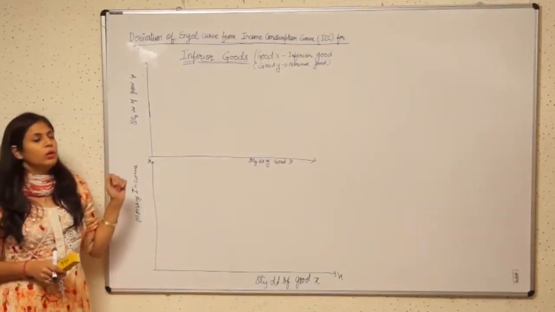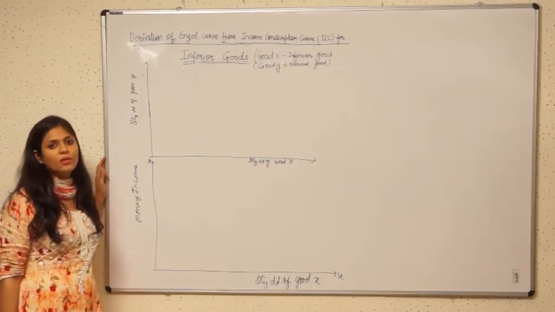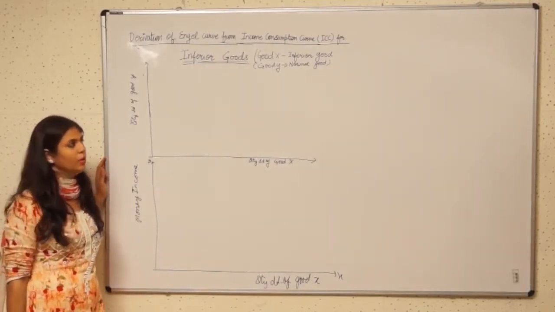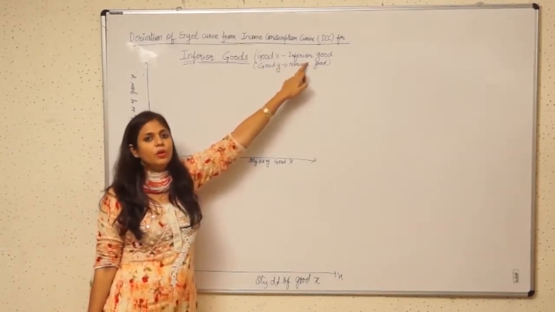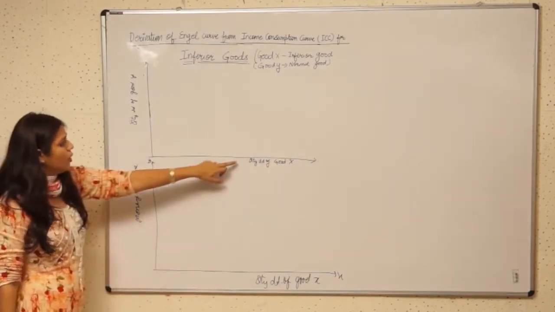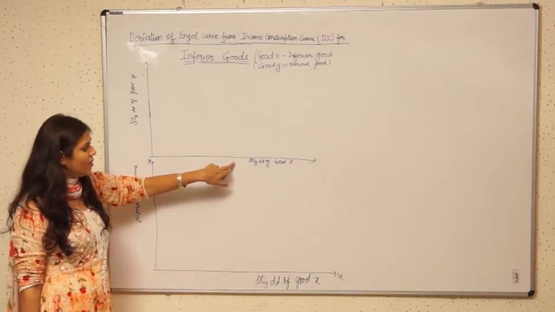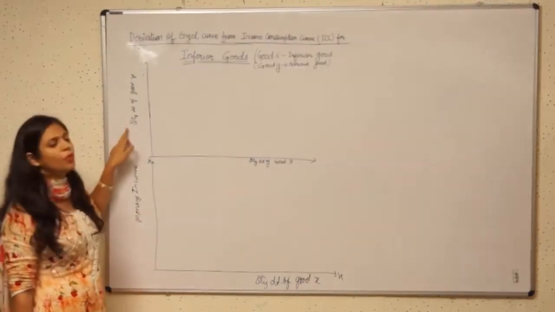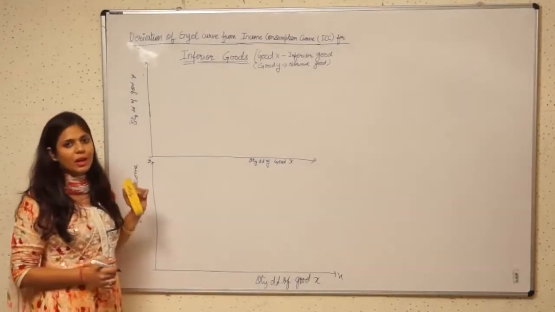Now we are going to learn the derivation of Angel curve from income consumption curve in case of inferior good. In this case, good X is an inferior good and good Y is a normal good. So we have plotted quantity of goods X on X-axis and quantity demanded of good Y on Y-axis. Now again we have to draw the budget line first.